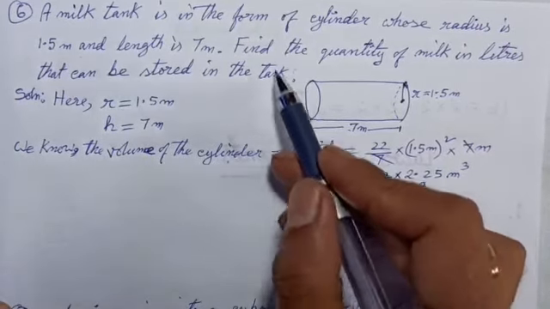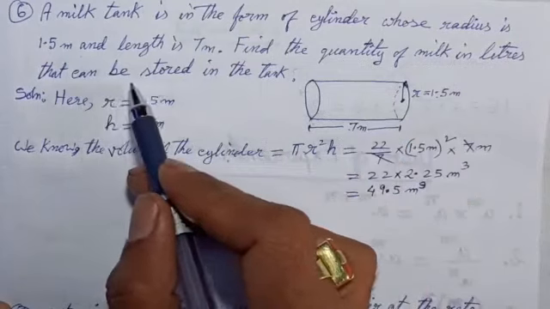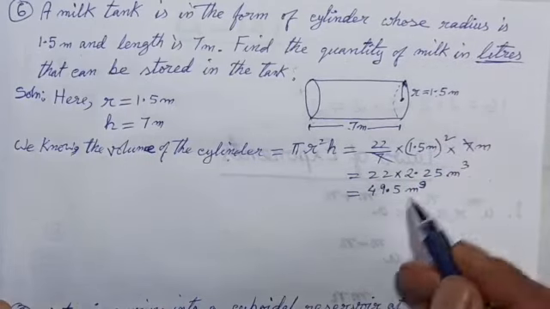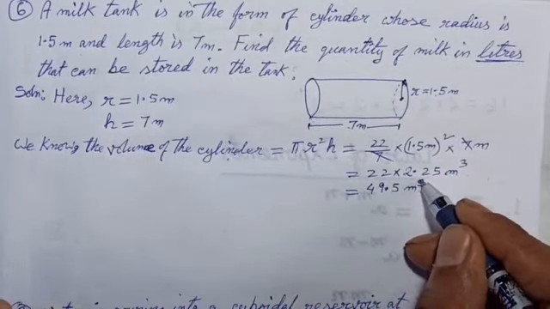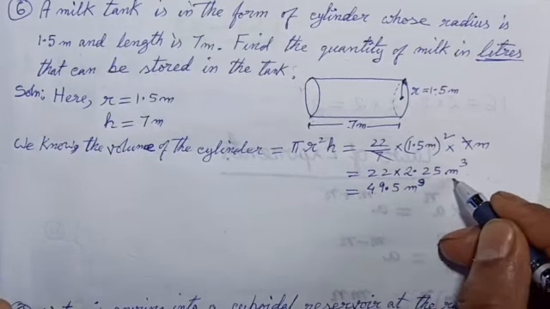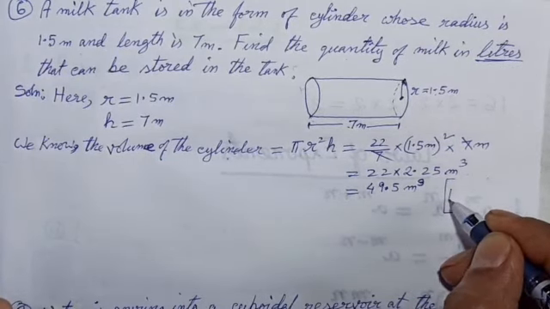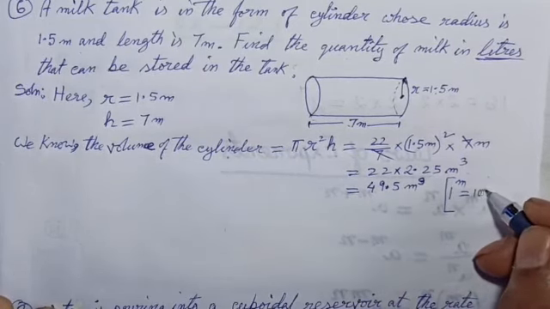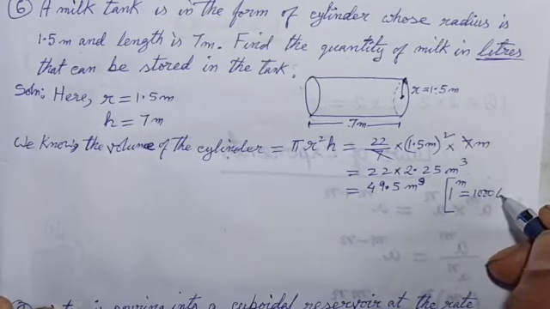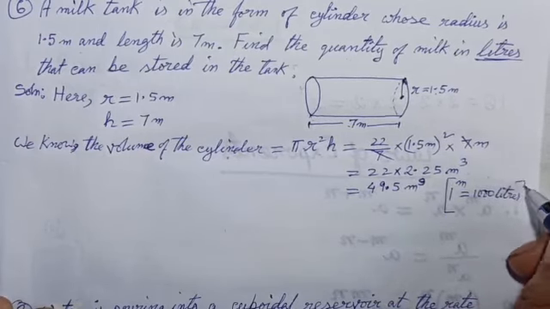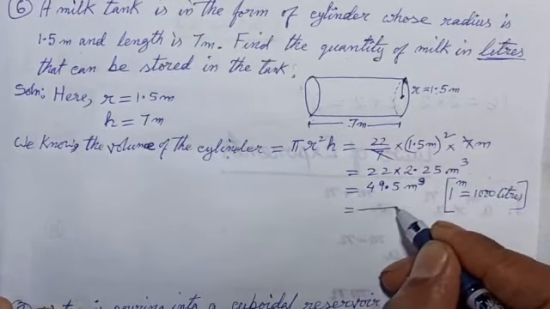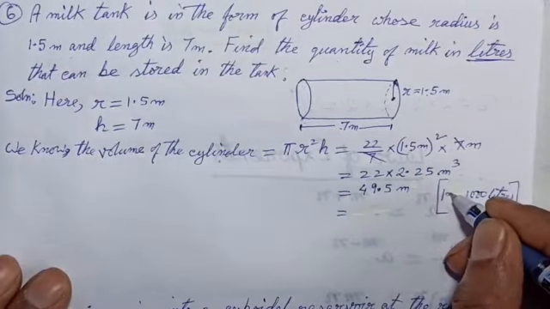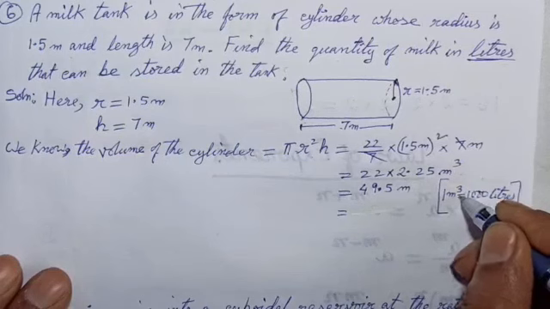Here the question says to find the quantity of milk in liters that can be stored in the tank. So we have to find the quantity of milk in liter. So this meter cube we have to convert into liter. In 1 meter cube there are 1000 liters. So therefore 1 meter cube is equal to 1000 liter.